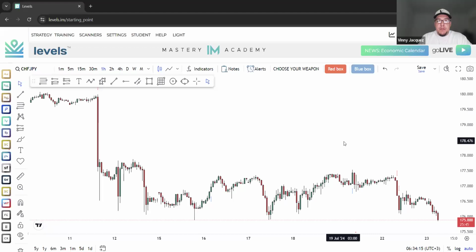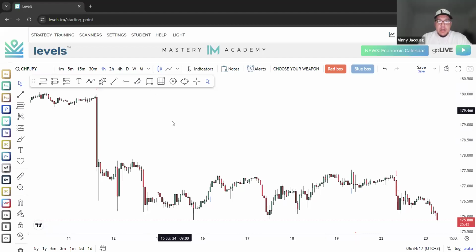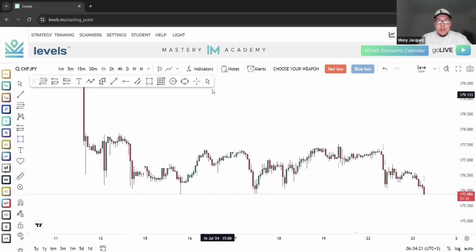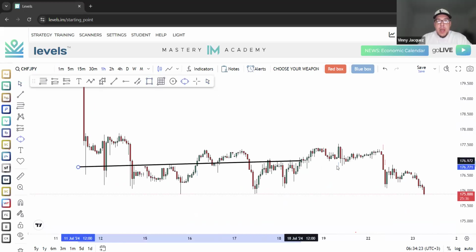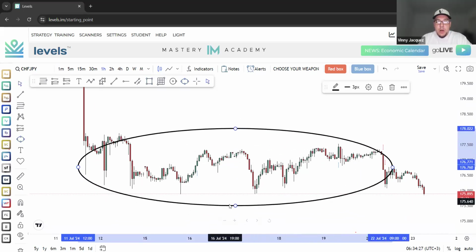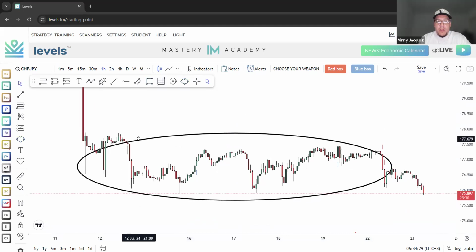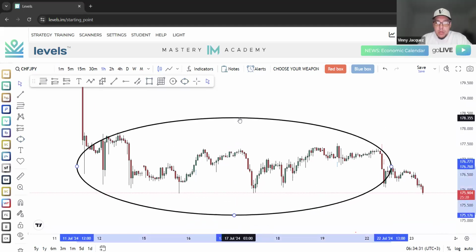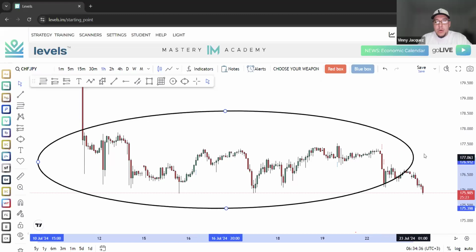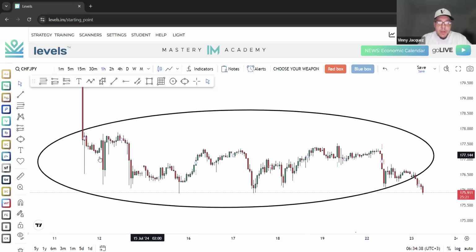CAD CHF. Crazy consolidation. Guys, when you can see the market just moving sideways like this, you do not have to trade that. I just want you guys to know this. When you see the market moving, I don't care if you're like, bro, this is my pair though, bro. Guys, I do not care. You do not have to trade within this right here. I hope you guys can see this.